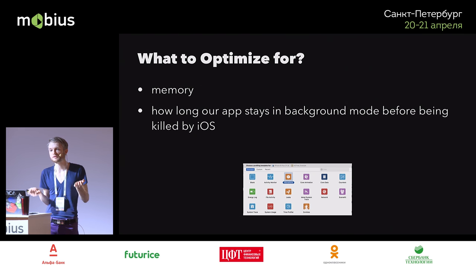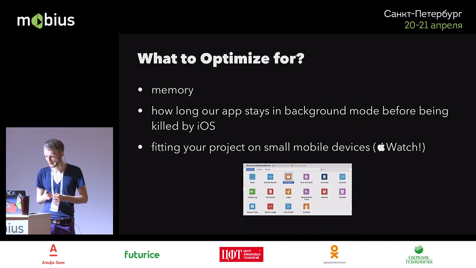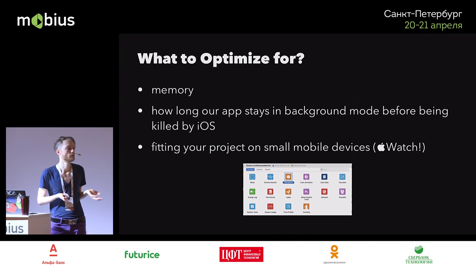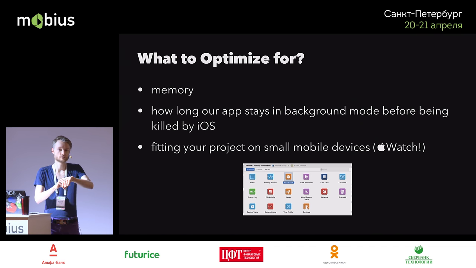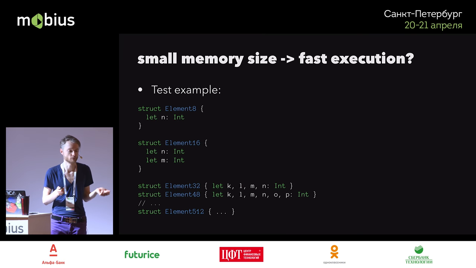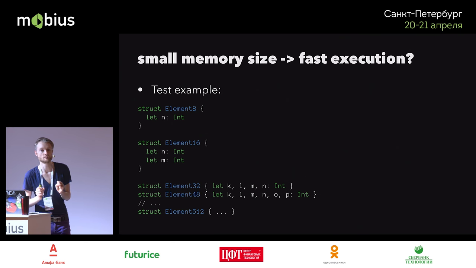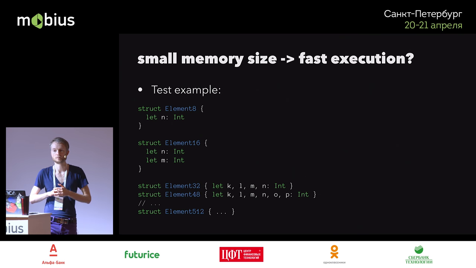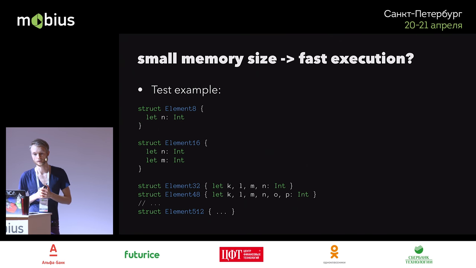I mean, on modern machines, this is maybe less important, but it's still something to remember. And maybe we even want to program for the Apple Watch. For the Apple Watch, you have a very small device with very little memory, so then you have to optimize. And then there's another reason why you might want to optimize for memory. I have made a very small test example here, because sometimes using very little memory means that you have a very fast program.